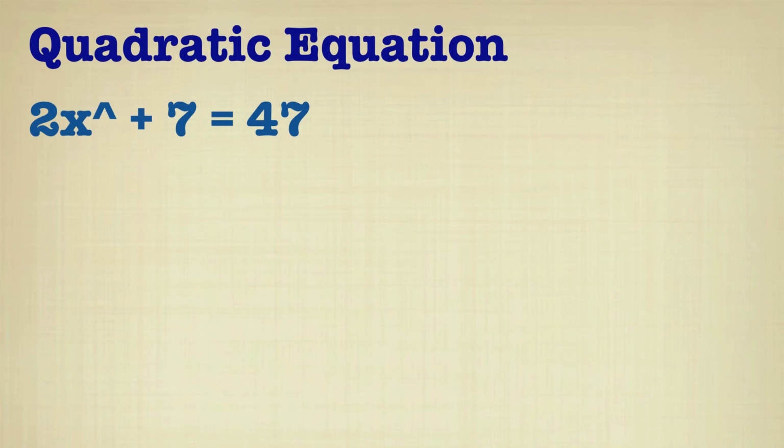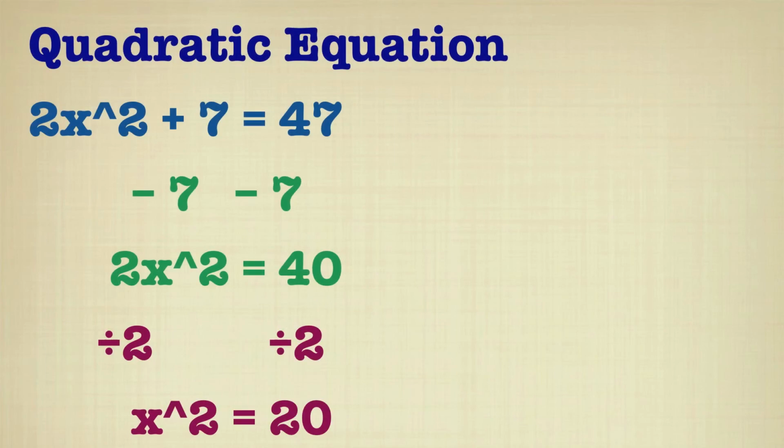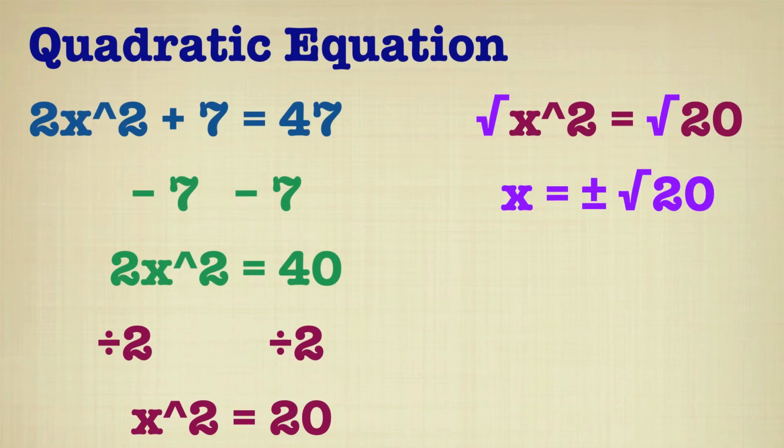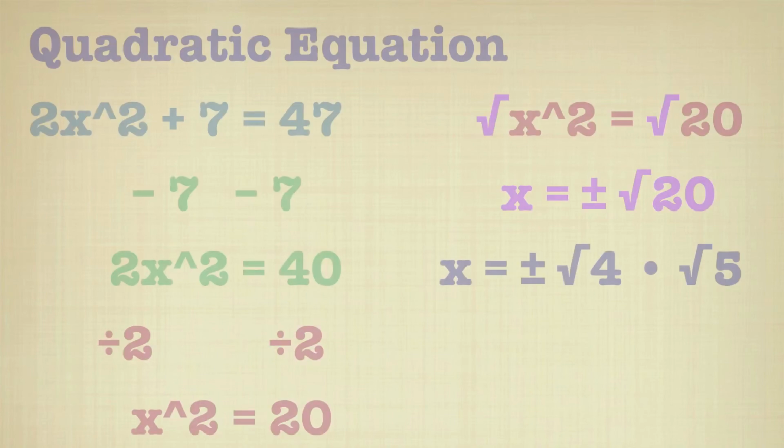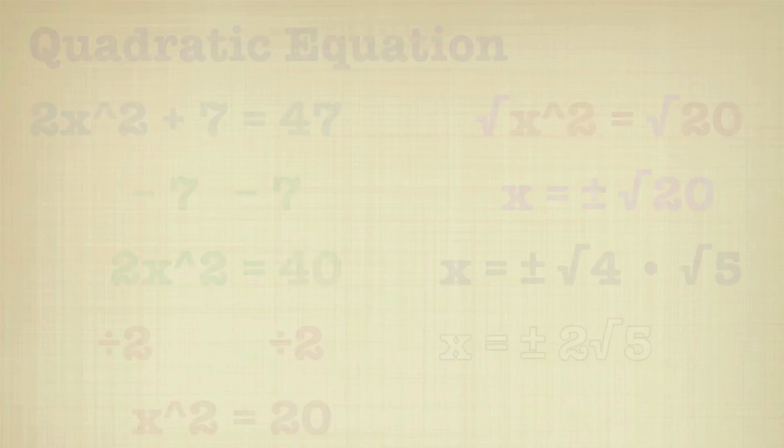In the second problem, we have 2x squared plus 7 equals 47. First, subtract 7 from both sides to get 2x squared equals 40. Then, we divide by 2 on both sides to get x squared equals 20. Find the square root on both sides to get x equals positive or negative radical 20, which can be simplified to radical 4 times radical 5. In the end, we find that x equals positive or negative 2 times radical 5. This is our final answer.